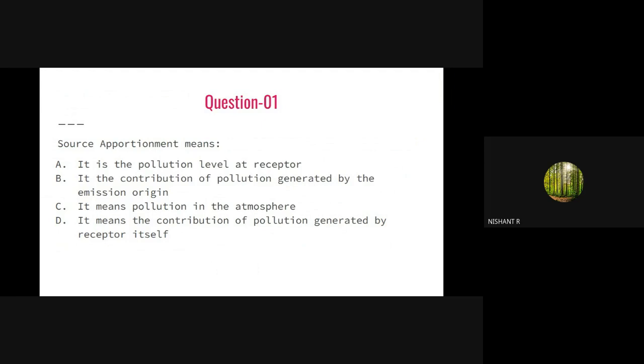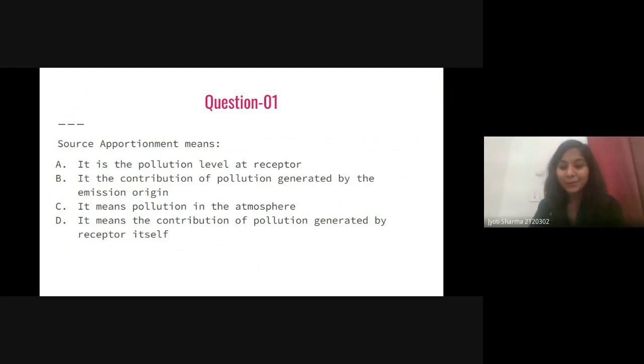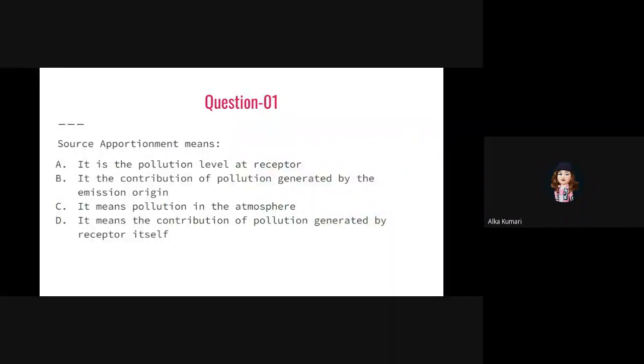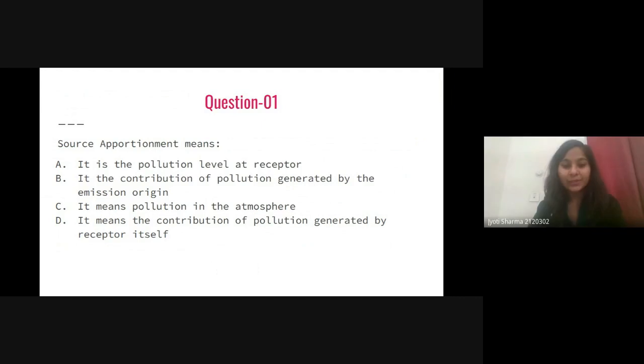I think B, ma'am. Okay, Alka, what do you think? Alka, will you respond? Yes, what should be the answer? What do you mean by source apportionment? Is it A, B, C, or D? What do you think? Maybe receptor. Okay, so the right answer is B.